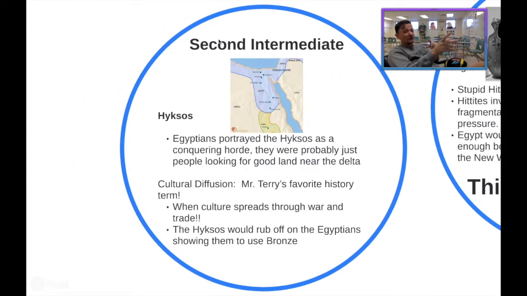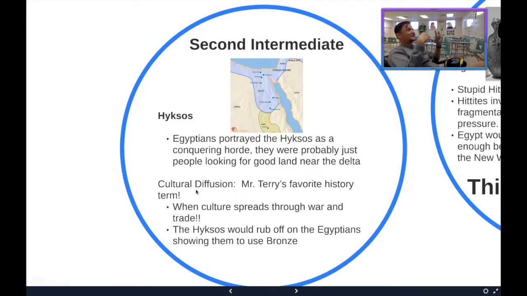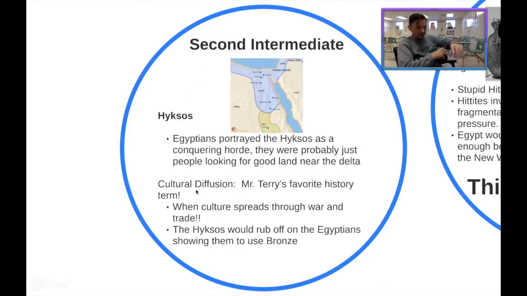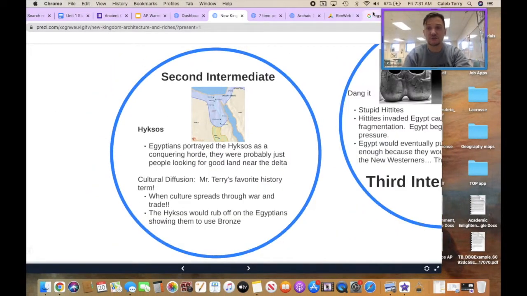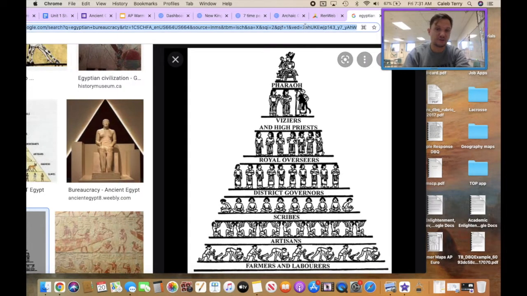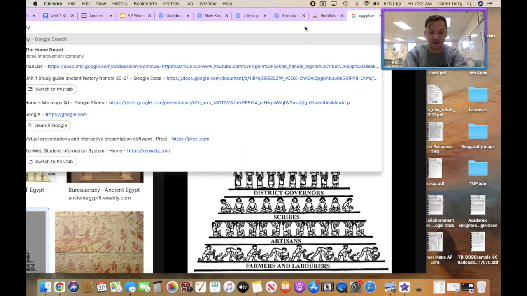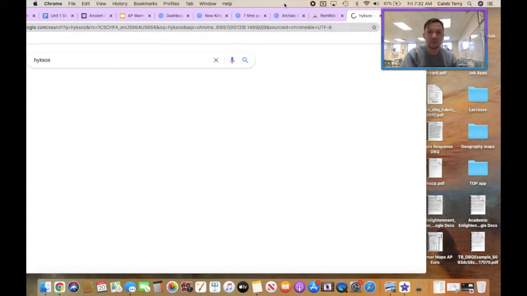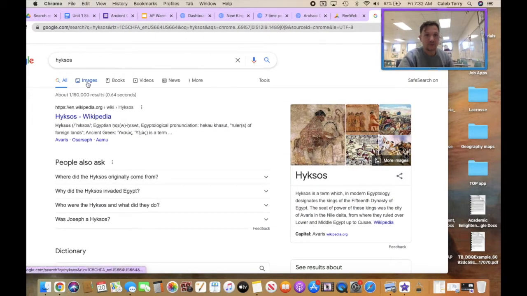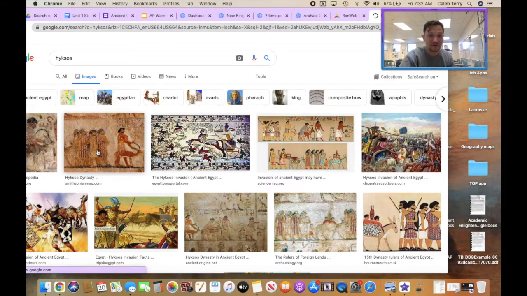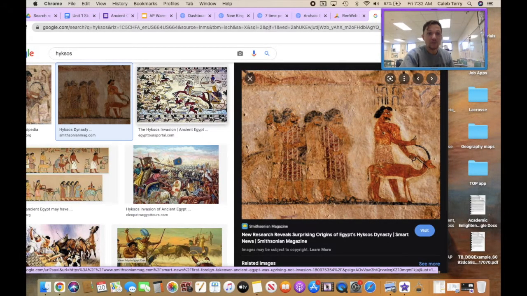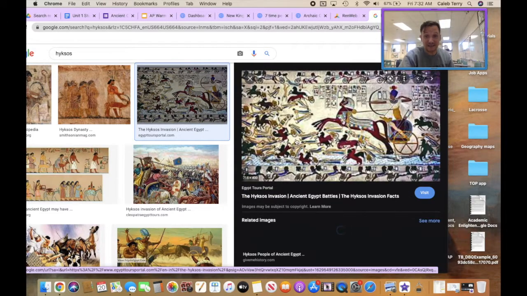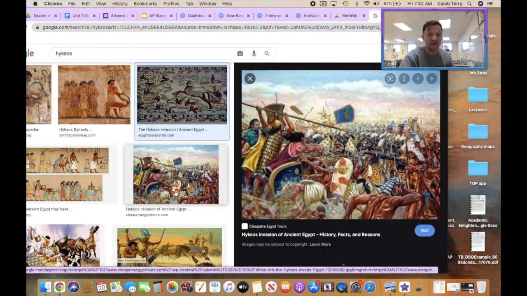And now the really big thing that is going to happen is cultural diffusion, right? So this Hyksos group shows up, and they're a very regular group of people. Like I said, the Egyptians portrayed them as a conquering horde of disgusting people and barbarians. But they actually were just a normal, probably nomadic tribe of people. Because according to a lot of the evidence that we have left behind, they appear to have been herders, right?